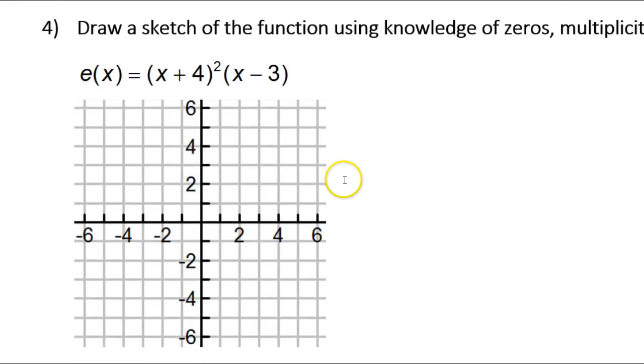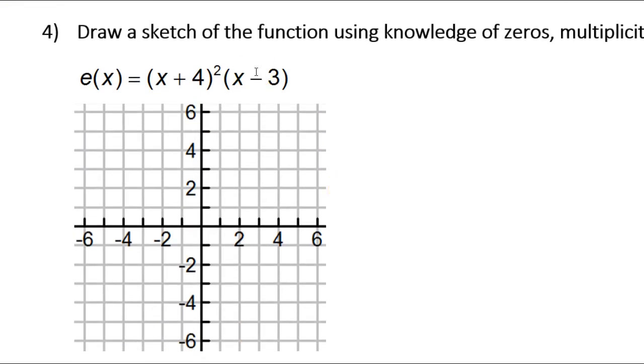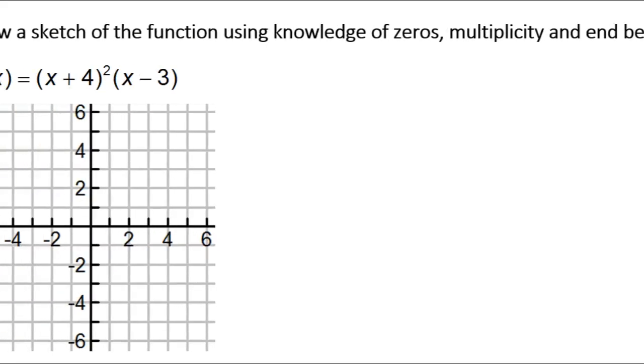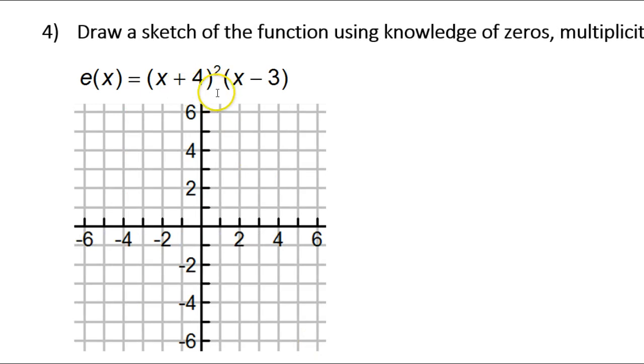All right, number 4. Draw a sketch of the function using our knowledge of zeros, multiplicity, and end behavior. Well, so there's a bunch of things here. I see 2 different factors. I see x plus 4, which is repeated twice because it's squared, but I see x minus 3. If I were to set these factors equal to 0, all right, if I set x plus 4 equal to 0, I'm going to get a 0 of x equals negative 4. All right, that is going to be one of my x-intercepts.